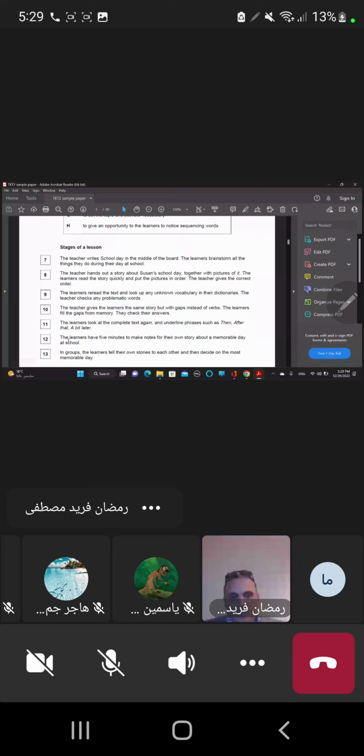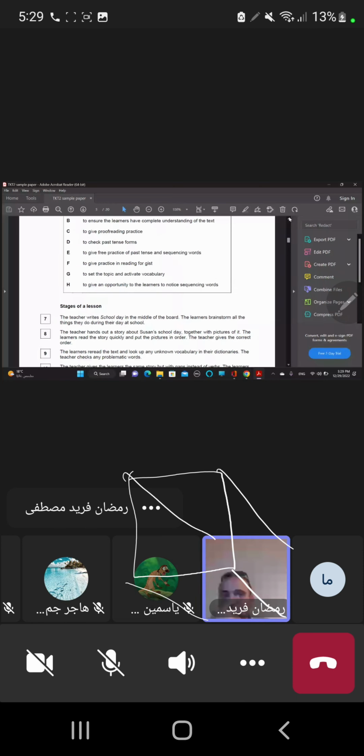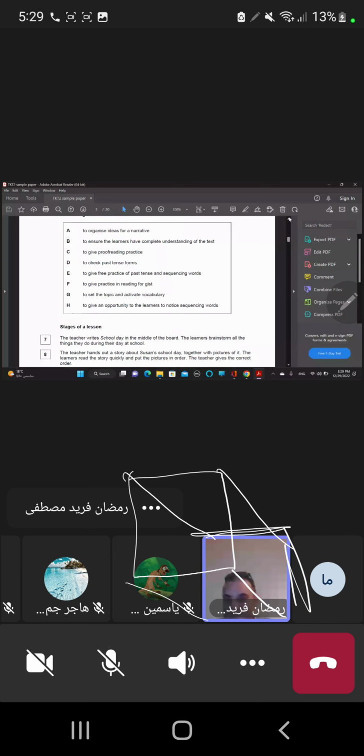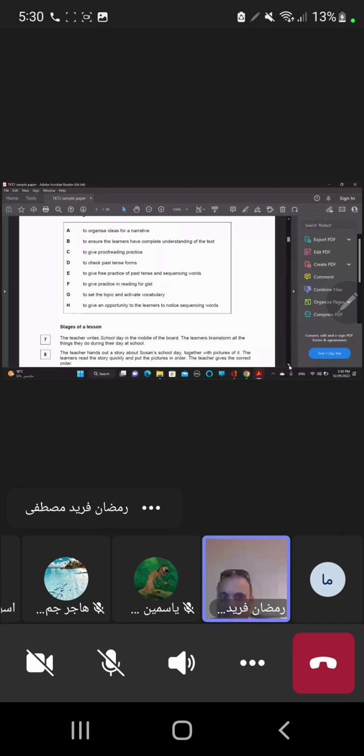The learners have 5 minutes to make notes for their own story about a memorable day at school. Free practice. Where did you get that from? Why, Doctor? To give free practice. It could be free practice, but it doesn't fit the sentence. Understand, to give free practice of past tense. Here it is past tense and sequencing words.